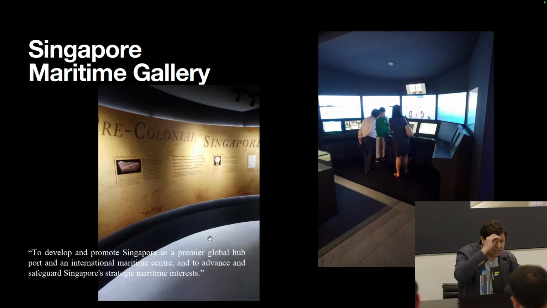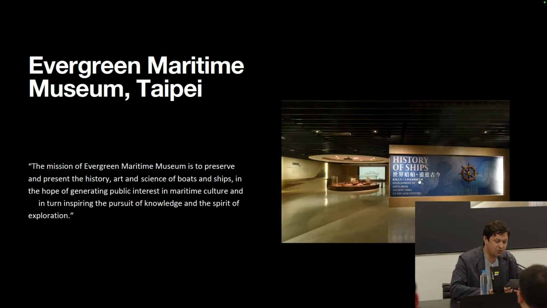At the Evergreen Maritime Museum in Taipei, just to give a nod here, the goal is more specifically focused on ships. I quote, "The mission of Evergreen Maritime Museum is to present the history, art and science of boats and ships in the hope of generating public interest in maritime culture and in turn inspiring the pursuit of knowledge and the spirit of exploration," end of quote. And this should be seen in relation to the funding body, the company Evergreen, a well-known business in the transportation of cargo at sea. But actually the galleries also include a section on marine painting, which I will talk about a bit later, maritime Taiwan, and navigation, also a recurrent theme.